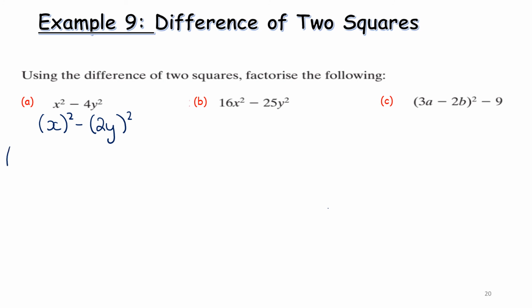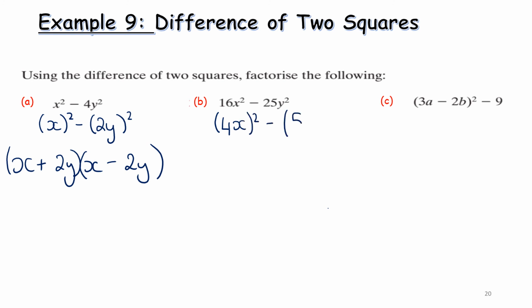We open our two brackets. We get x and 2y, x and 2y. Plus goes in one bracket, minus goes in the other. For part B, again, remember that number is not squared, so we have to square root it. So 16, the square root of that is 4, x all squared. Minus 25y squared is 5y all squared. In our brackets, we get 4x, 5y, 4x, 5y, a plus in one and a minus in the other.